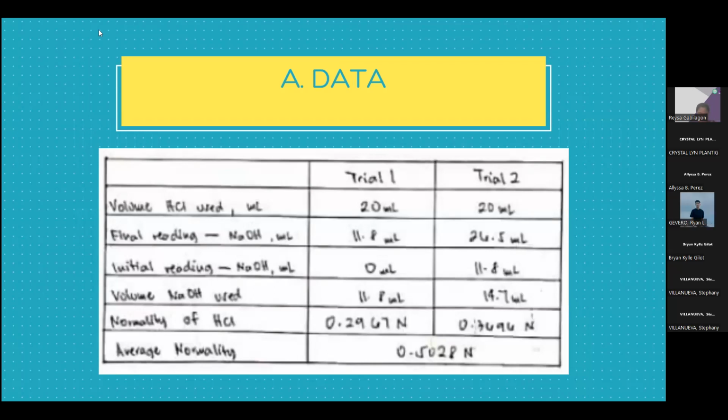Here are the data that we have gathered in this experiment. We have two trials, which both use 20 ml of hydrochloric acid. During the titration, the initial reading of trial 1 was 0 ml and the final reading was 11.8 ml. For trial 2, the initial reading was 11.8 ml and the final reading was 26.5 ml. Therefore, trial 1 used 11.8 ml of sodium hydroxide, while trial 2 used 14.7 ml of sodium hydroxide.